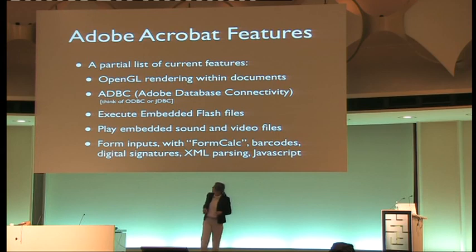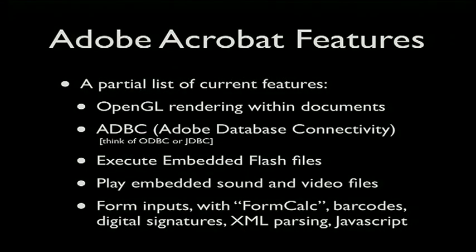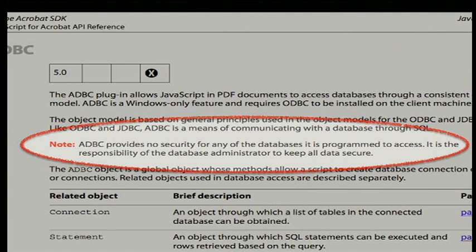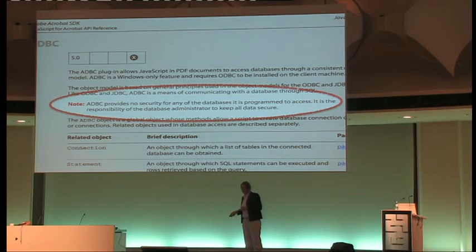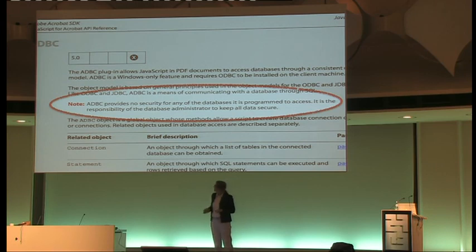So, a quick list of features. This is actually all in the ISO spec. It enumerates this stuff. You can do OpenGL, and you can have JavaScript events attached to various actions on the 3D objects and so forth. There's a database connector, like ODBC. And there's a funny thing in the spec about that too. It says that there's no security for any of the databases that the user has access to. It's up to the database administrator to keep all their data secure, because PDF apparently has access to all the databases that the user reading the PDF has access to.